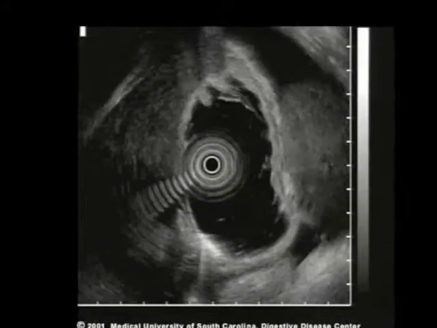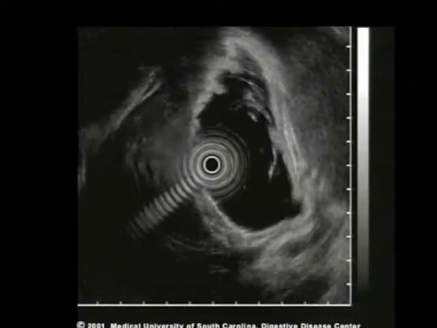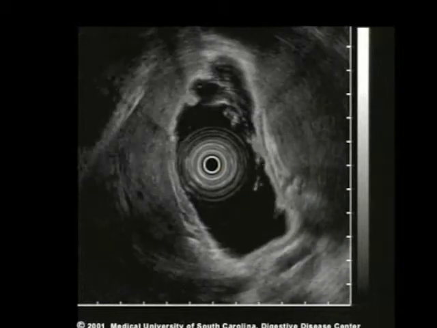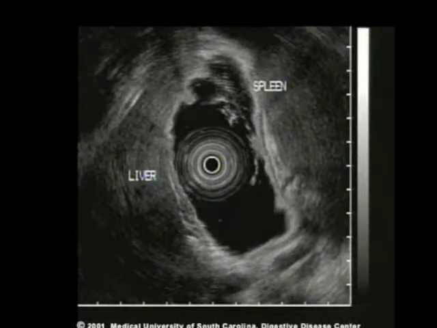Splenomegaly is also easily identified. Normally the spleen is considerably smaller than the liver. In this case, with the transducer in the mid-stomach, a very large spleen is seen on the right-hand side of the screen.